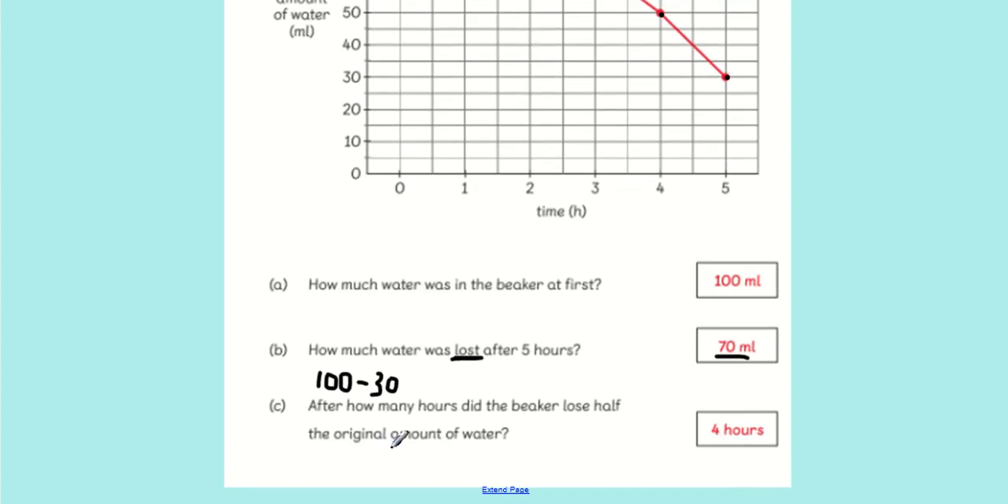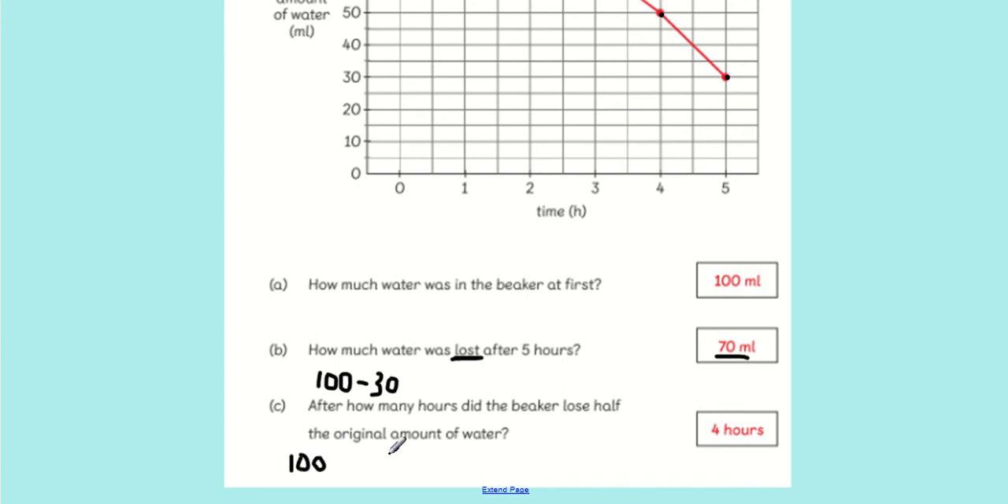Okay. After how many hours did the beaker lose half the original amount of water? So to do this, we need to know what half of the original amount is. So we know that 100 was our original amount.